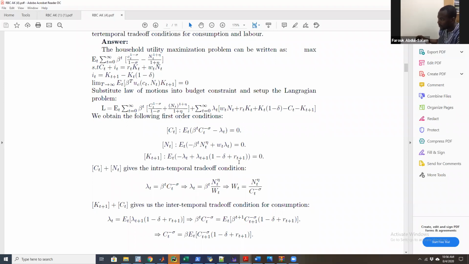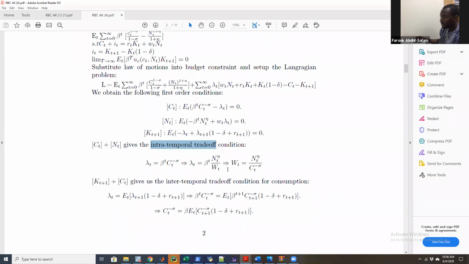So we have the Euler equation, we have the equation that captures the maximization decision in terms of labor, and then the maximization decision in terms of consumption. Now, the good news here is, as you might have realized, there's a lambda here, there's a lambda here, so I can join these two lambdas together, and as I do, I get this new equation, and that's what they call the intratemporal trade-off condition. So keep an eye on that. So this is the intratemporal trade-off decision that we saw.